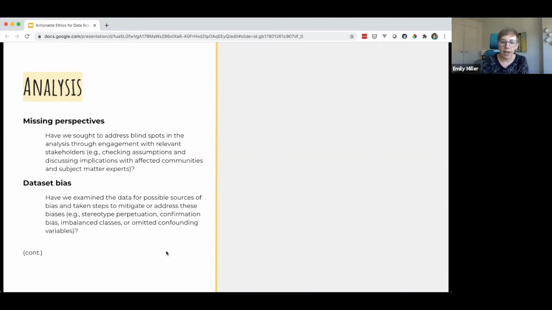So things that we want to think about here are stereotype perpetuation, confirmation bias, imbalanced classes, omitted confounding variables. All of these things can result in biased modeling results. And so we want to take a good chunk of time up front to think through what are these sources of bias, and then what are the different ways that we can start to mitigate these in our analysis.